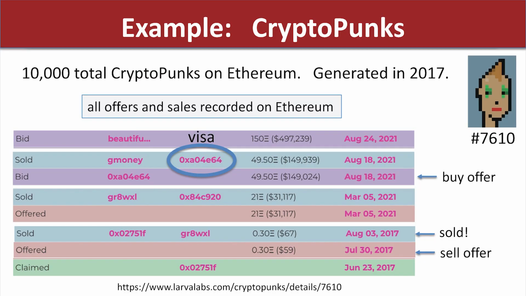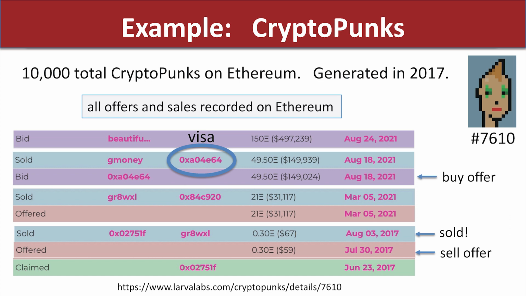Yes, that's the point. Okay, so here's CryptoPunk number 7610. Let's look at it. You can look on the blockchain and see exactly the record of what happened to it. So you can see that somebody claimed it on June 23, 2017. The creator of the CryptoPunks just gave them away for free. They just put 10,000 of them out. And here on June 23rd, somebody claimed it.